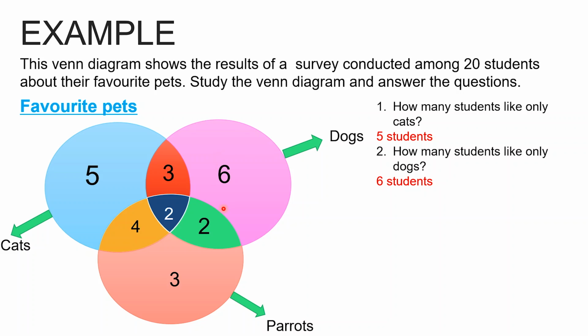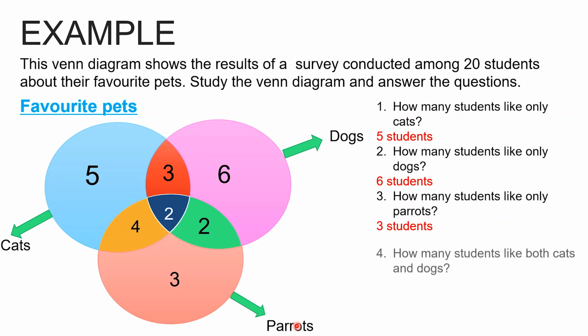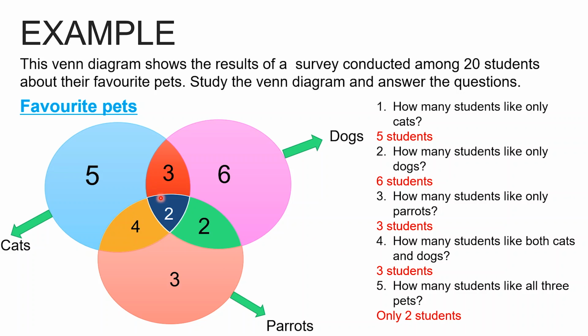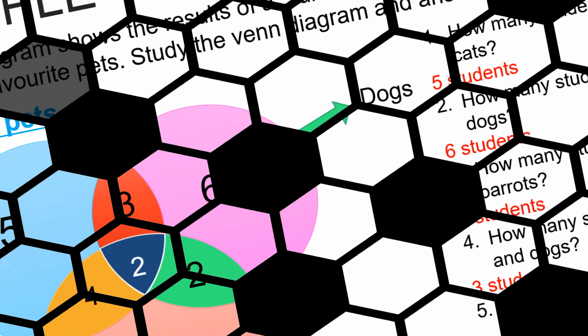6 students. Question number 3. How many students like only parrots? 3 students. Question number 4. How many students like both cats and dogs? 3 students. Question number 5. How many students like all three pets? 2 students. Try to do this activity alone.